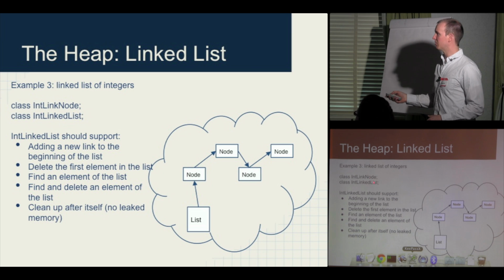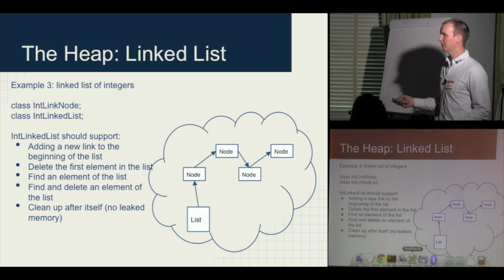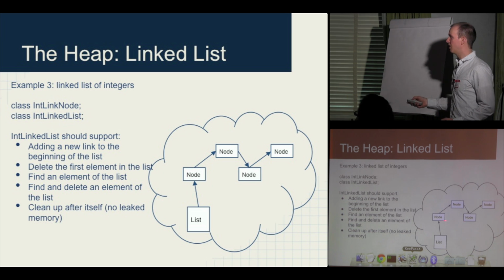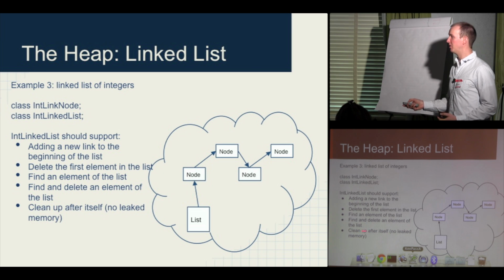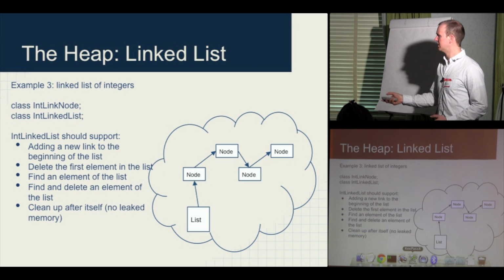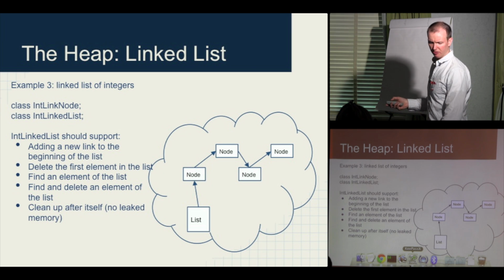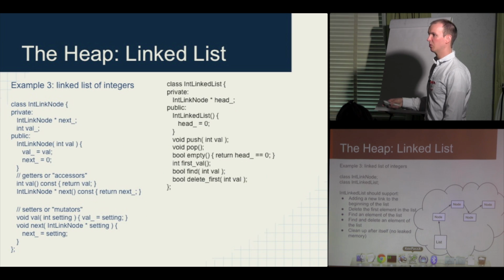So in this example, I'm going to show you what an int linked list looks like, and it consists of two classes, a linked node and a linked list. And I want this linked list to have these sets of functionality. Adding a new link to the beginning of the list should be possible. You should be able to delete the first element in the list. You should be able to search for an element of a list to find the first element of a list. You might want to find and delete an element of a list. And I don't think I've gone through the code that's necessary for this, but you would also want it to clean up after itself, so that you could say, delete everything, and it would just delete everything.